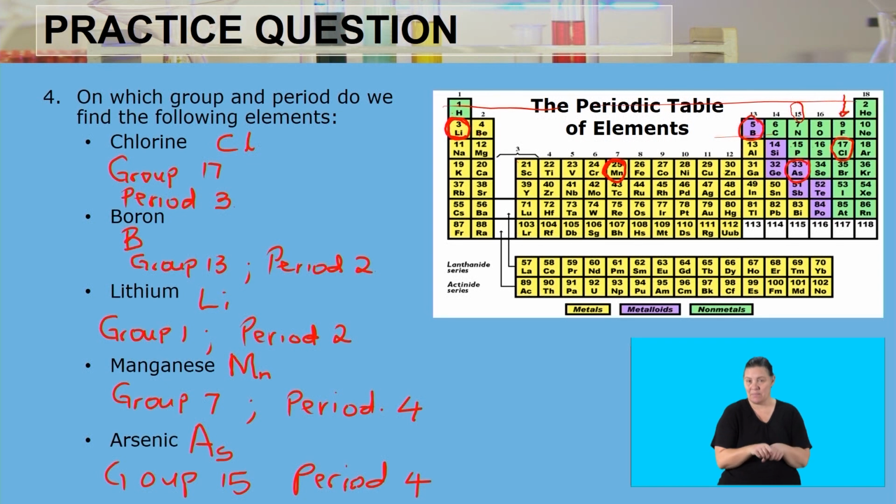Same as our manganese. And as you can see, when you're moving across from the left-hand side to the right-hand side, the properties of these elements change. So our manganese, Mn, was a metal. In the very same period, we find arsenic, but arsenic is a metalloid or a semi-metal. So as we can see, even though they are in the same period, they have different properties. If they were in the same group, they would have similar properties.